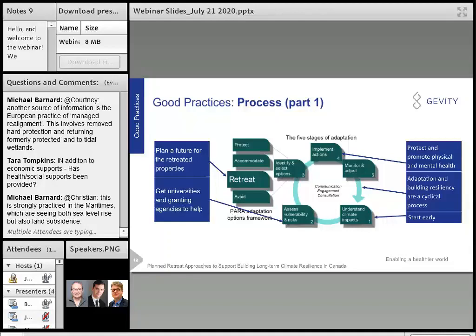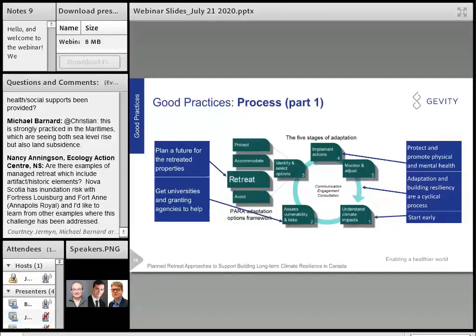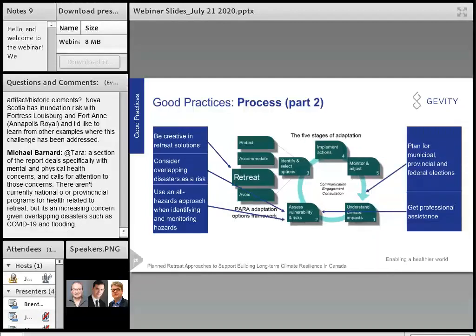And then, as I've mentioned a few times here, adaptation and building resilience to climate change is a cyclical process. So you may not perfectly get it right in the first cycle. You may reject retreat in the first cycle, but it may come up again in future cycles. And because this plays out over fairly long time periods, start the process early so that you're not trying to play catch up as climate change impacts are happening.